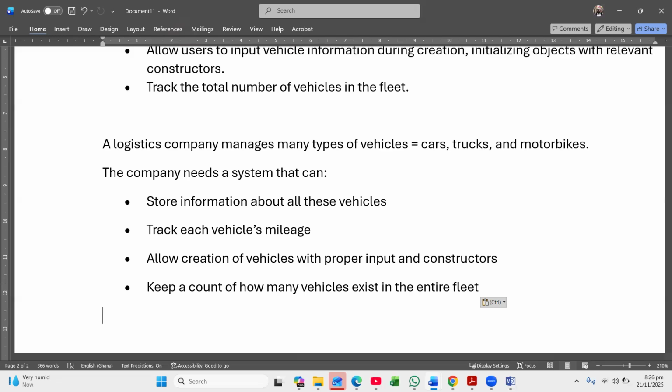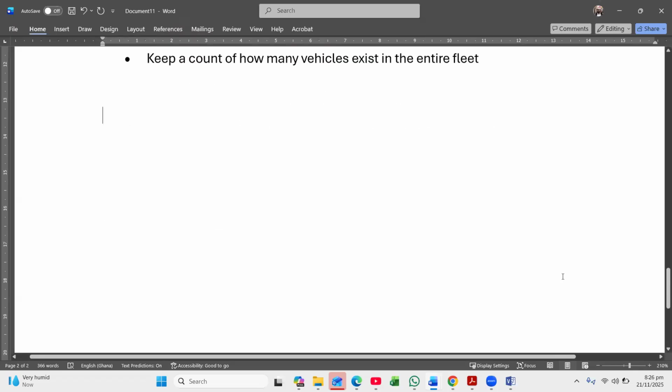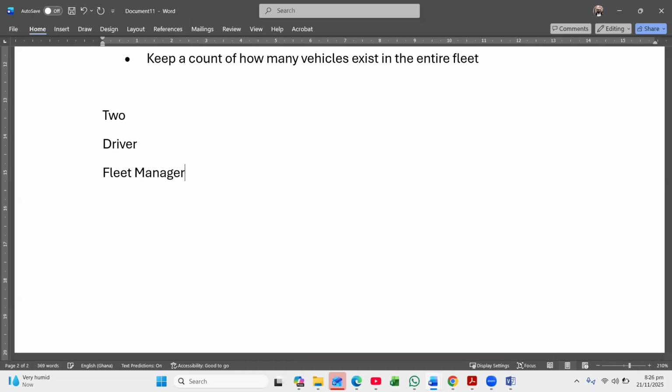So how many people are going to use the system? Based on what they want and what they need, how many people are going to use the system? There are going to be two people. There's going to be the driver and the fleet manager.